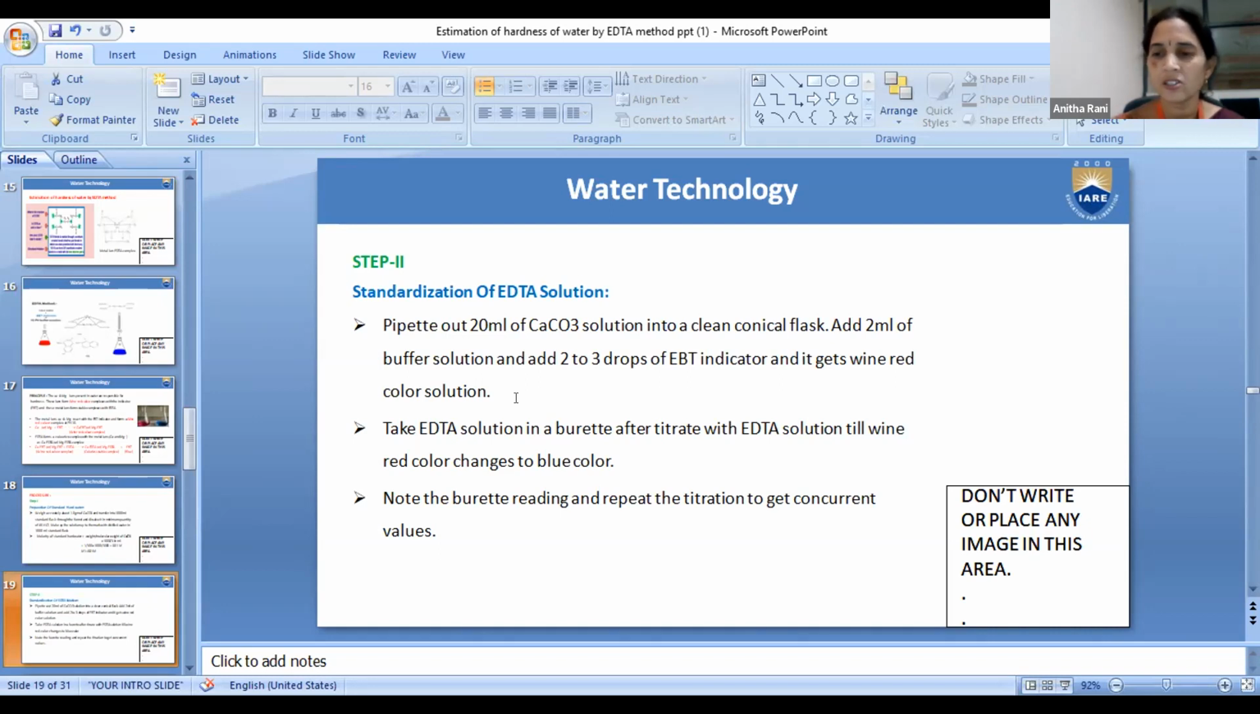3 times you have to do the titration. Every time in conical flask, what you have to take? First time you have completed titration. Throw the solution into the sink. Wash the conical flask. Take 20 ml calcium carbonate solution. Add 2 ml buffer. Add 3 drops of EBT indicator. You will get wine red color. Do the titration with the EDTA. When you get blue color, stop the titration. Note down the burette reading. Second time, third time also same. So all the 3 values 20, 21 or 20, take the average. So that you note down in your notebook.